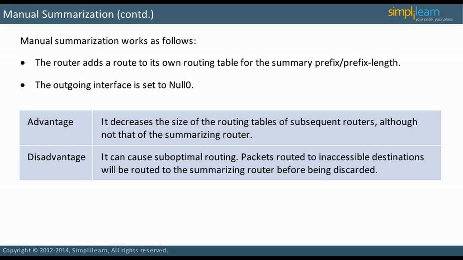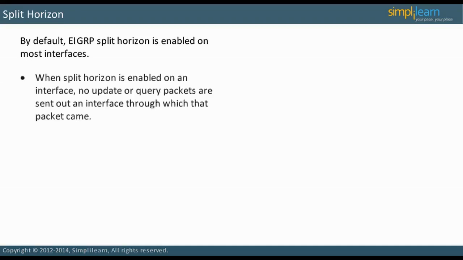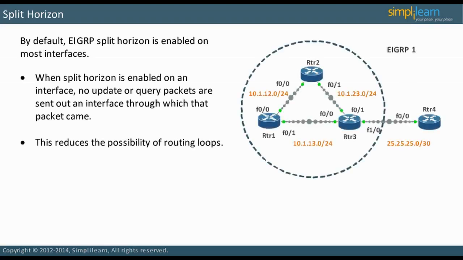Now let us look at split horizon. By default, EIGRP split horizon is enabled on most interfaces. When split horizon is enabled on an interface, no update or query packets are sent out to an interface through which that packet came. This reduces the possibility of routing loops. For example, in the figure on the slide, if router 1 learns about the route 25.25.25.0/30 from router 3, then any updates or queries concerning that route will not be sent out to interface F0/1.